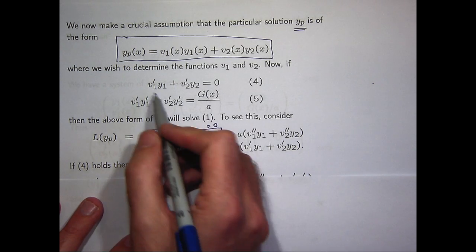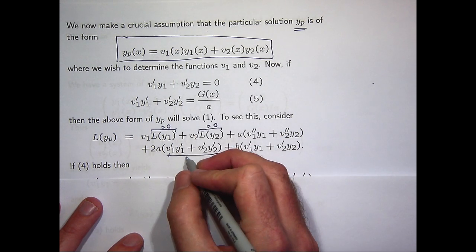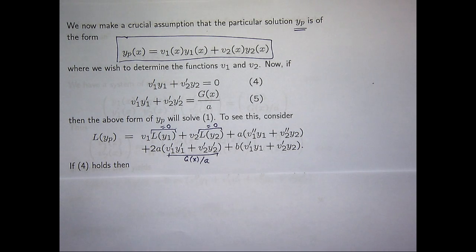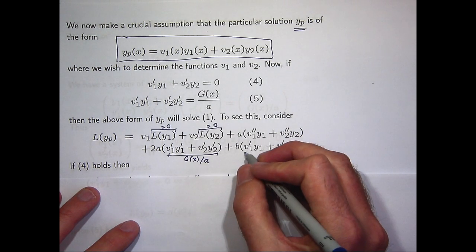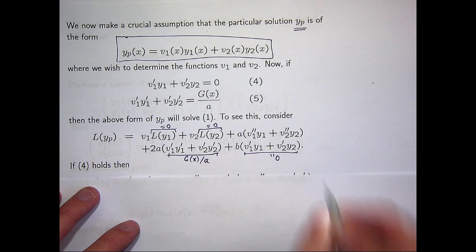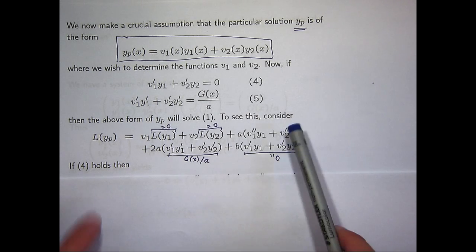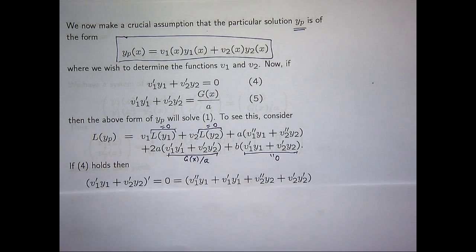Now, by assumption 5, this part here is just g of x over a. By assumption 4, this bracket here is just 0. So you can see there's a lot of cancellation, a lot of things are just disappearing there. So it's not that difficult. All you've got to do now is simplify this and this. Well, you can see the a's are going to cancel.